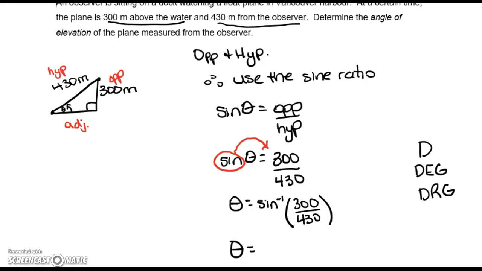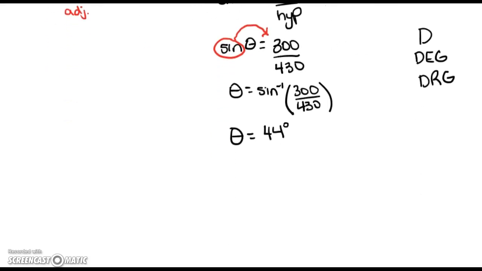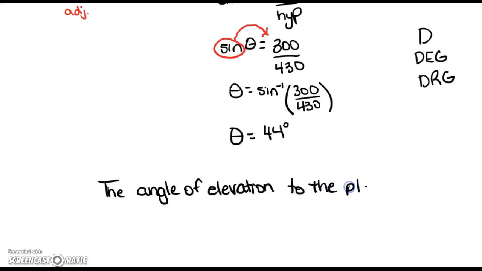So when you plug this into your calculator, you guys should find that your angle is 44 degrees. And then because this is a word problem, we need to answer this with a sentence. So you could say the angle of elevation to the plane is 44 degrees.